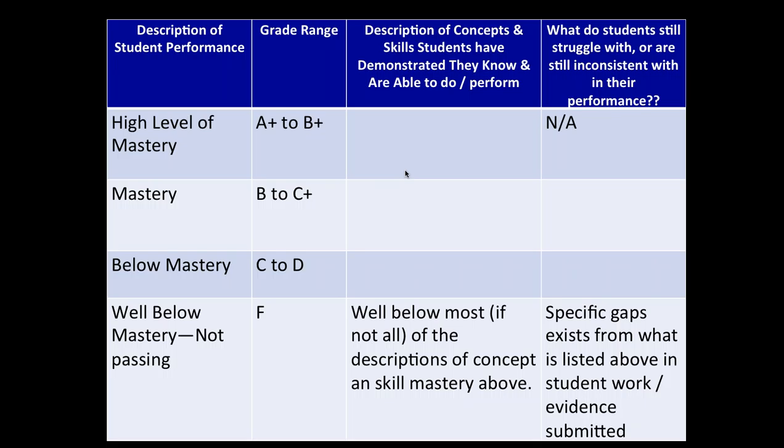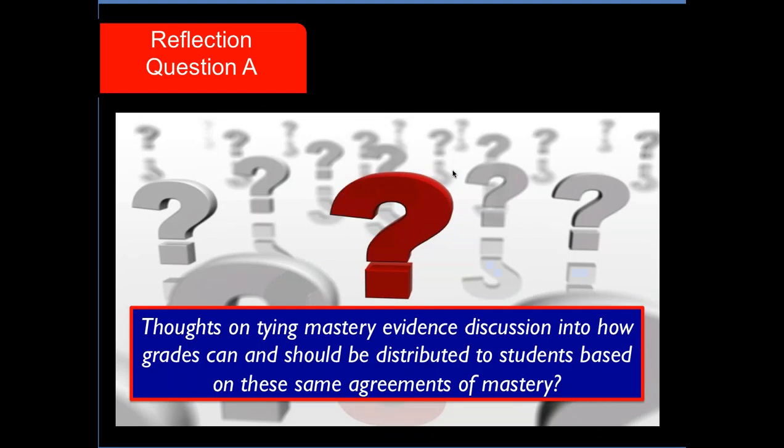This might get us thinking more about what we do and how we do it. And again, it's a way to build in that collaboration process in our teacher-based teams. So just a quick reflection. How do you tie mastery evidence into your discussions and how grades can and should be distributed to students based on an agreement of mastery? And that agreement comes from teachers that teach the same course, teachers within the same department, teachers that are vertically aligned. Because what I do in algebra certainly impacts my colleagues who teach geometry.